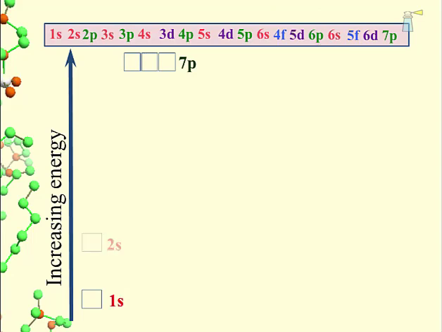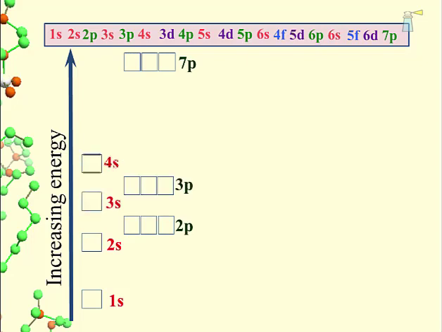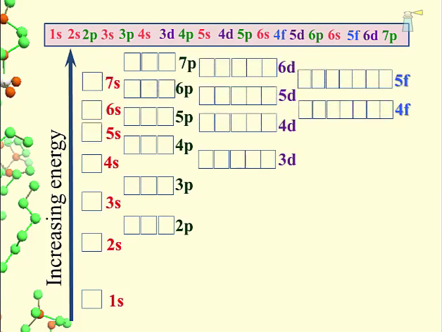From 1s, we add 2s, 2p, 3s, 3p, 4s, 3d, 4p, and so on up to 7p. There is one box representing one type of s orbital. That type first appears at the energy level n equals 1. There are 3 boxes representing the 3 types of p orbitals. That first appears at the energy level n equals 2.